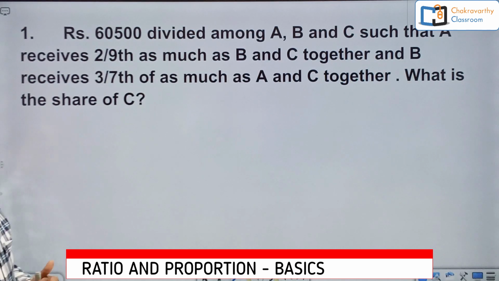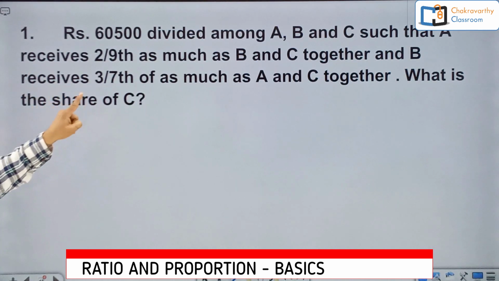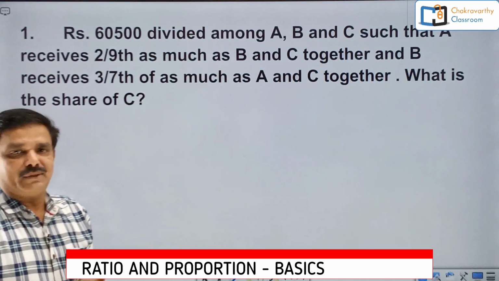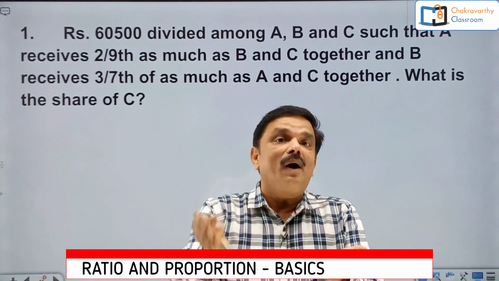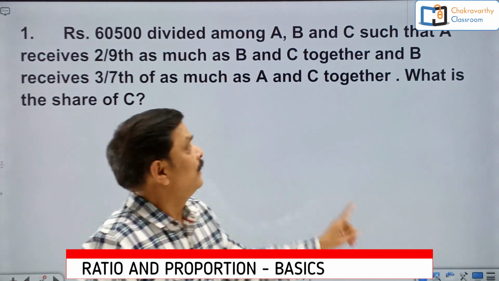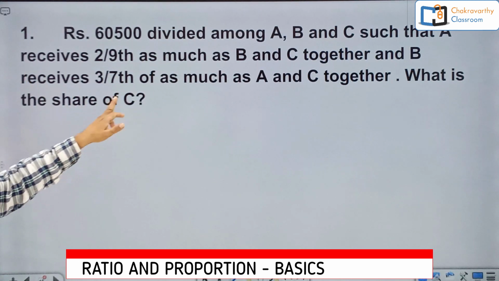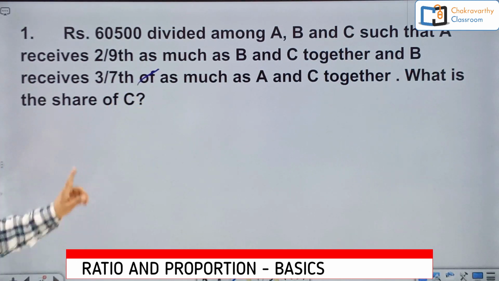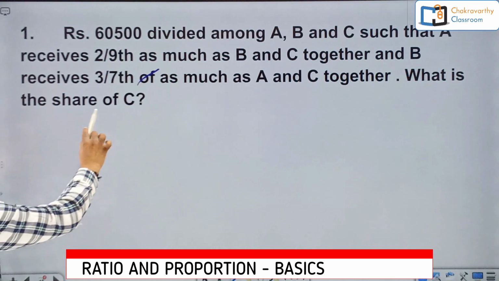Okay, let's start the first question. Rupees 60,500 is divided among A, B and C such that A receives 2/9 as much as B and C together. Comparison. Okay, the ratio is like that. A receives 2/9 of what B and C together get. Next, B receives 3/7 as much as A and C together. Comparison between B and A plus C. Then what is the share of C?